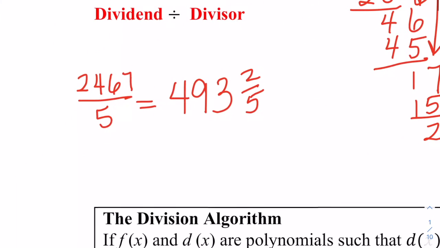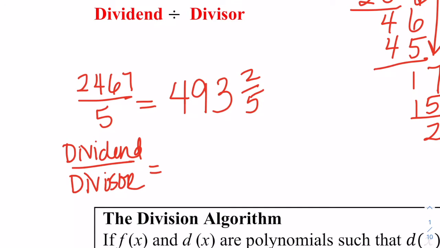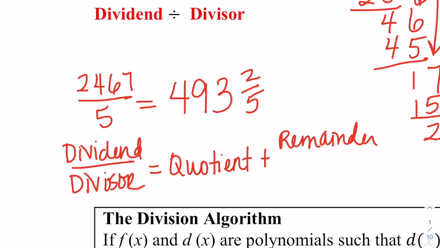So when I look at this, this is the dividend over the divisor equals the quotient plus the remainder over the divisor.